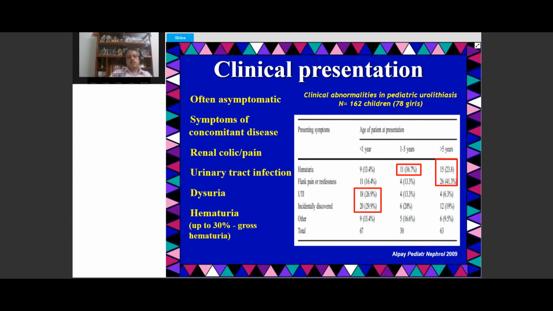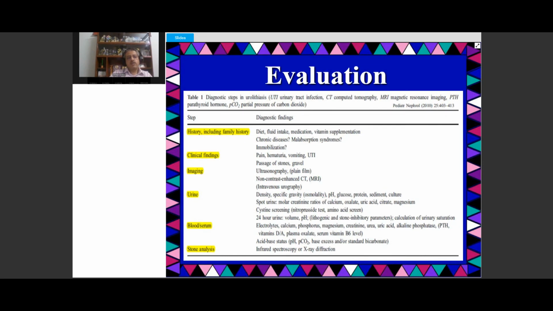Evaluation, like always: a thorough history is very important, and family history is very important. You have to go back at least 2 or 3 generations to find out about stones. Look for a history of immobilization, proper clinical findings of hematuria, UTI, and a history of passage of stones. Imaging we will deal with later, and we will also deal later in detail with the metabolic workup of both the urine and blood serum.